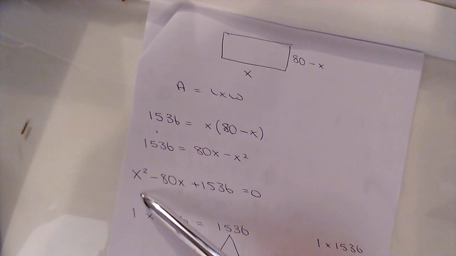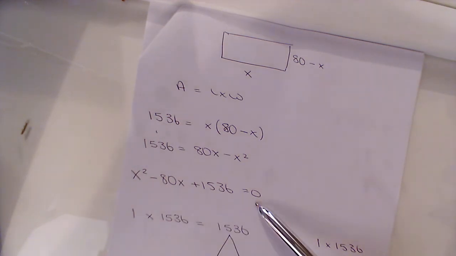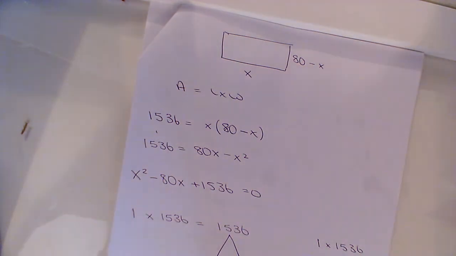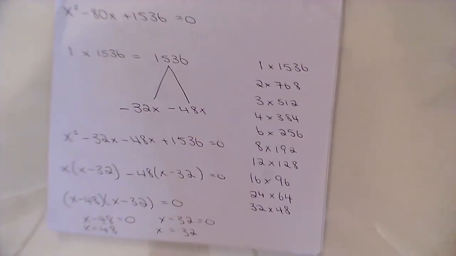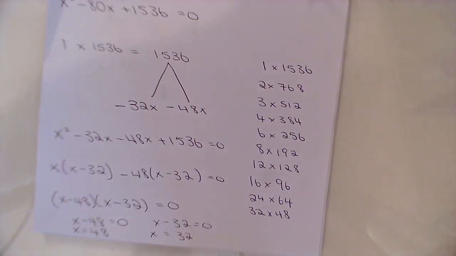is equal to 0. Here I have a quadratic equation, so I need to get my guide number, so it's 1 by 1536, and I get 1536. I need to get the factors of 1536, which have a difference of 80, so I work down all the way here having my factors, and I finally get to 32 by 48. So 32 by 48 have a difference of 80, or they make up 80.